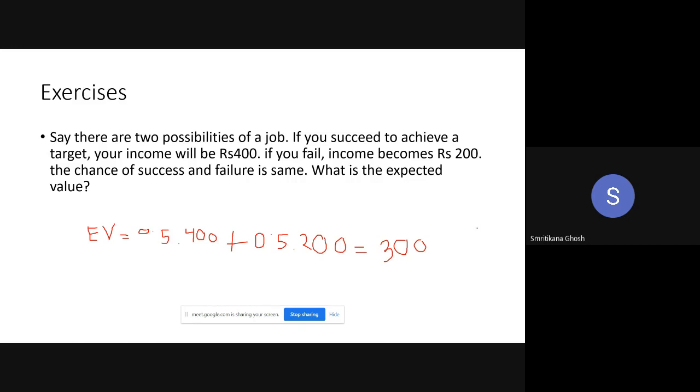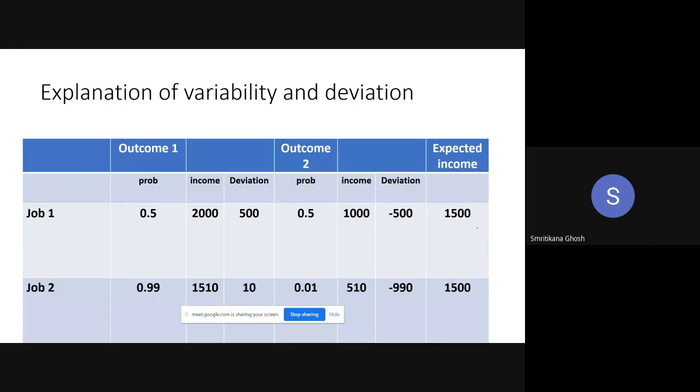So if you have those values, then you can find out what will be the expected value of my job, and based on that, you have to take the decision. That is why we are discussing this. You have to take the decision whether I will go for this job or not. So here the expected value is 300. Now I am coming to this.